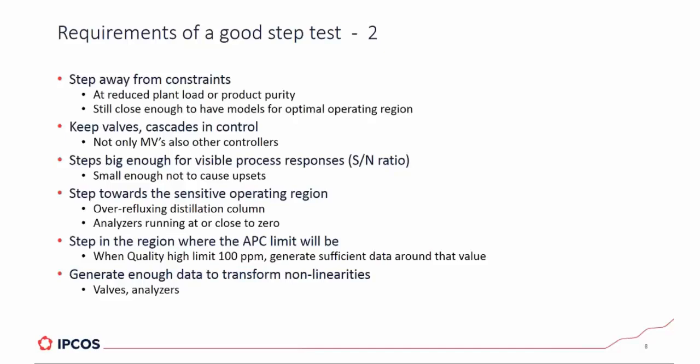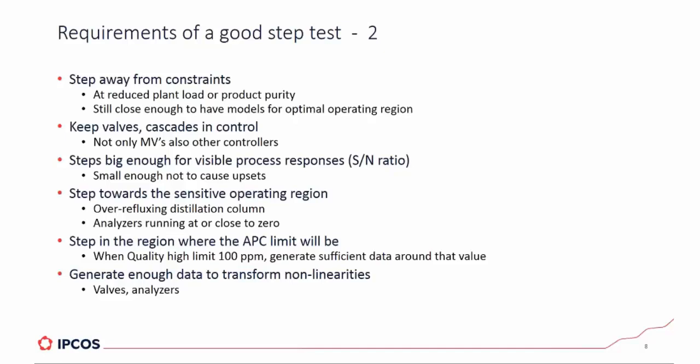We would typically step towards a sensitive operating region of the plant. That could be, for example, an over-refluxing distillation column. When we first reduce the reflux, we would see absolutely no change on the product qualities.